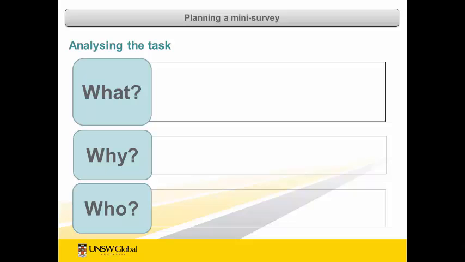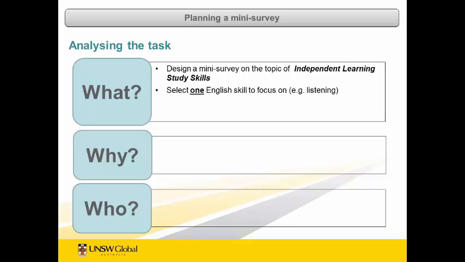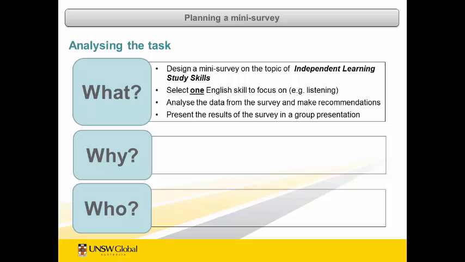We can ask ourselves 3 questions: what, why, and who. What is the purpose of the survey? Well, you've been asked to design a mini survey on the topic of independent learning study skills. And you need to select one English skill to focus on. So you're going to be working as a group and you're going to design a survey on one English skill. So that might be listening, reading, or writing. From the survey, you need to be able to analyze the data and make some recommendations. You also need to be able to present the results in a group presentation in week 5.